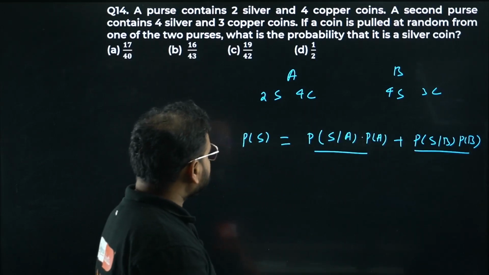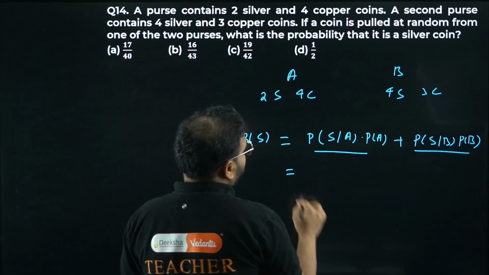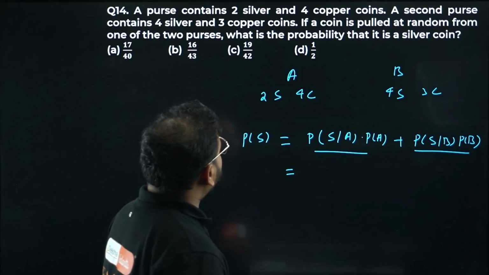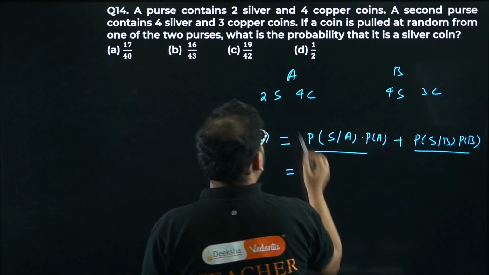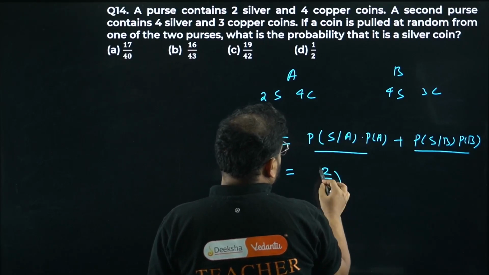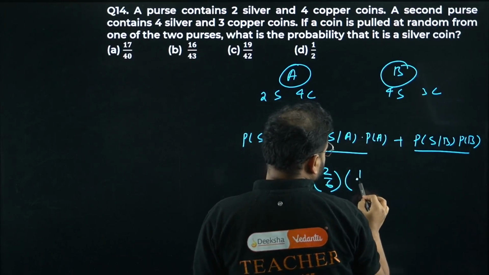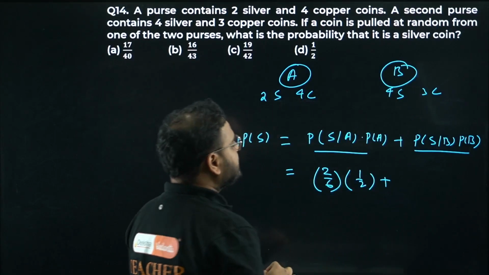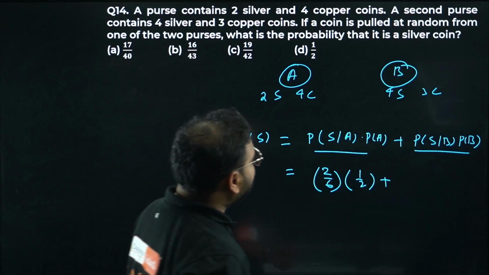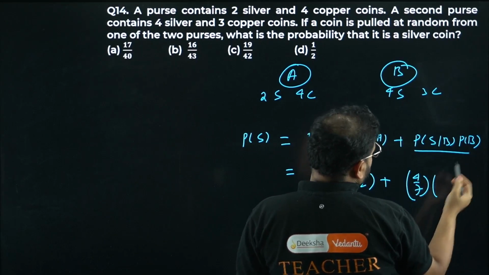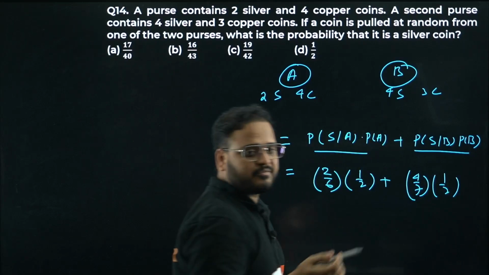Please check again, same condition of total probability. So we have PSA, how much? Silver from purse A will be 2 by 6. And choosing purse A, there are 2 purses, so we have half chance, so 1 by 2. Same way, silver from purse B will be 4 by 7, and choosing the purse is again half chance, as there are 2 purses.